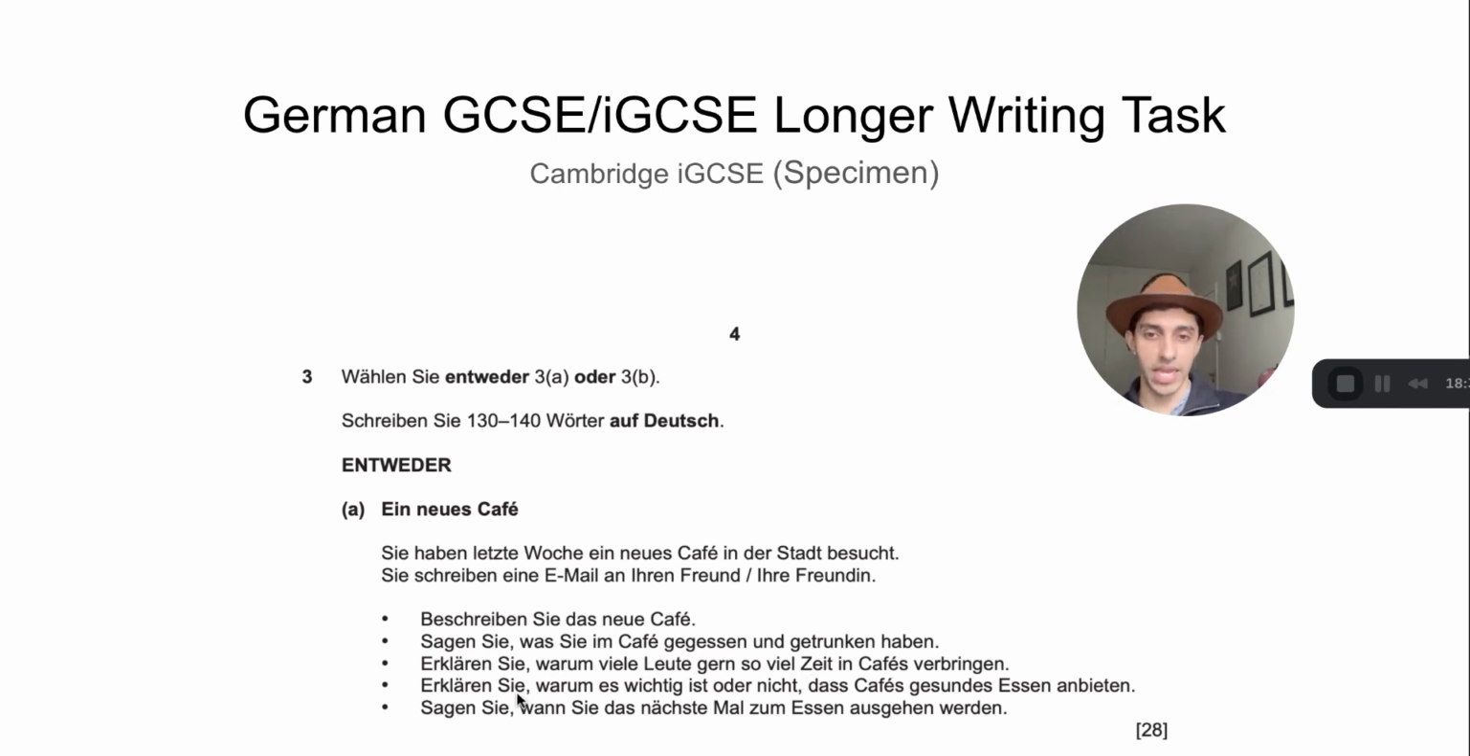And 4, explain why it is important or not that cafes offer healthy food. And then finally, number 5, say when you will go out to eat the next time. Yeah, when the next time is that you're going to go out to eat. So those are the bullet points to include. As mentioned, it's really important to include all of those in your answer. So don't overlook or leave out even 1 or 2 of them.